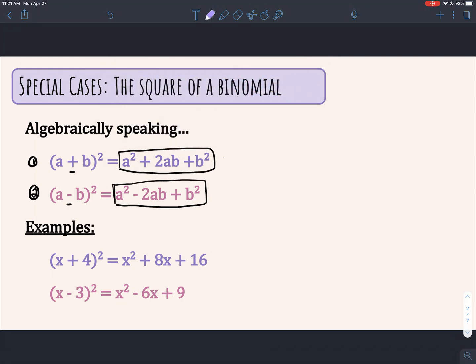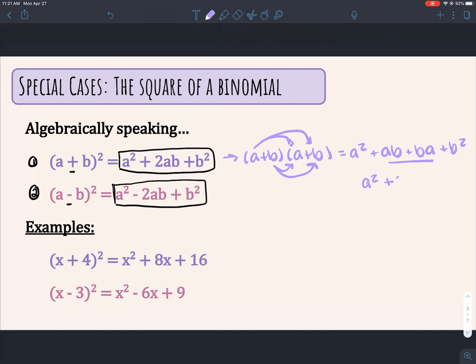So if I do A plus B times A plus B, what ends up happening is A times A is A squared, A times B is AB, B times A is BA, and B times B is B squared. And even though they're written differently, we can combine those and we end up getting A squared plus 2AB plus B squared. So same thing that I have boxed on the left.